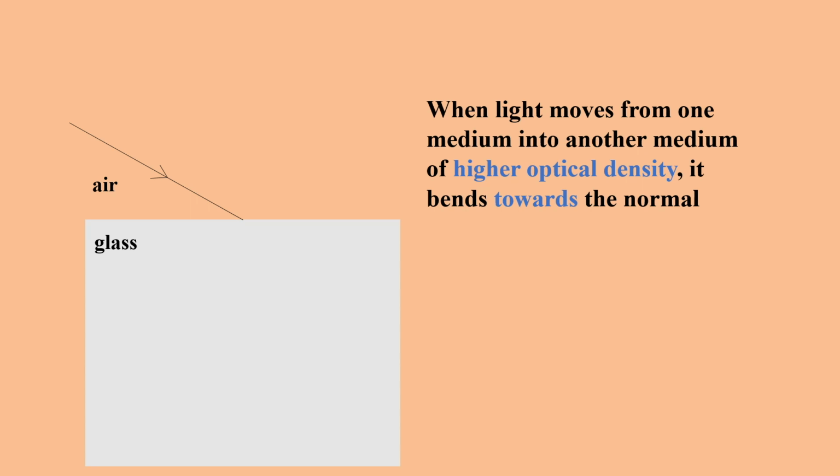So here we have a ray of light incident from air into glass. That is, it is moving from a medium into another of higher optical density. At the point where it touches the boundary between the two media, we draw a line perpendicular to the boundary called the normal. This line is at 90 degrees to the boundary, and instead of moving in the same direction, the ray of light is going to approach the normal. We say that it bends towards the normal.